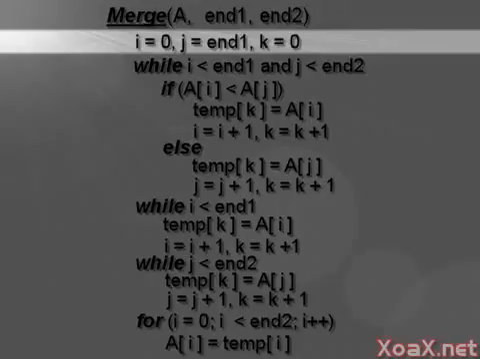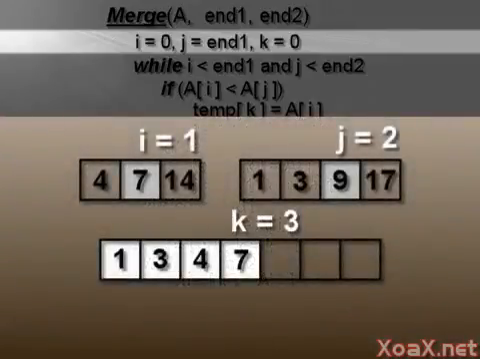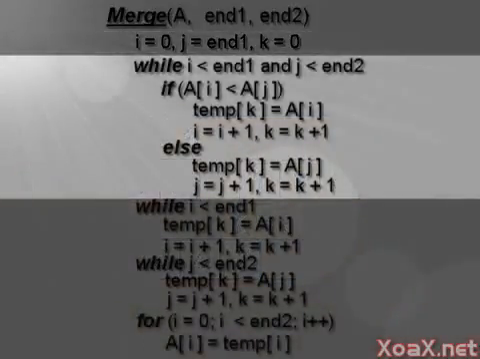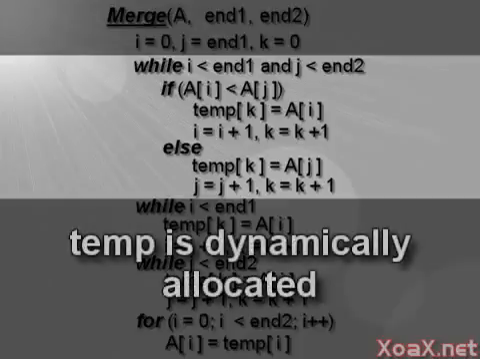The first line initializes the indices for merging. i, j, and k are the indices for the first, second, and merged arrays, respectively. This first while loop runs through the elements of the two arrays to be merged and copies each next smallest element to the temp array. The temp array is an array that we allocate locally inside of the merge function.